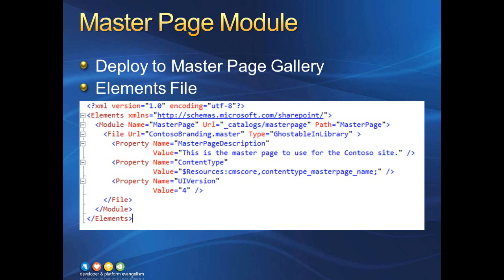The master page module can be seen here in an example elements file. You use this to deploy your master page to the master page gallery. As you can see, the URL deploys to the catalogs/master page, which is your master page gallery. It also sets a master page description, the content type, which is master page, and the UI version, which indicates this is a 2010 user interface.